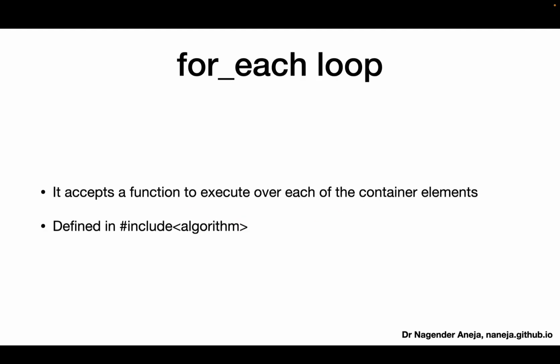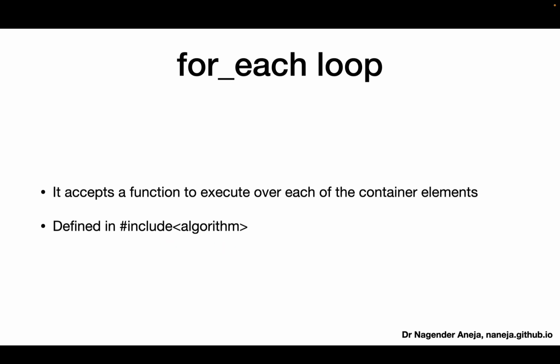Next is the for each loop. For each loop accepts a function to execute over each of the container elements, right? So we have elements in a container, and we want a function to be applied over each of the container elements. It's defined in the algorithm include, right?